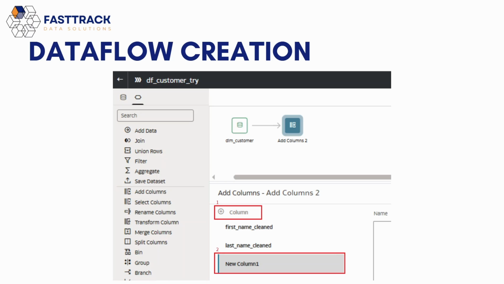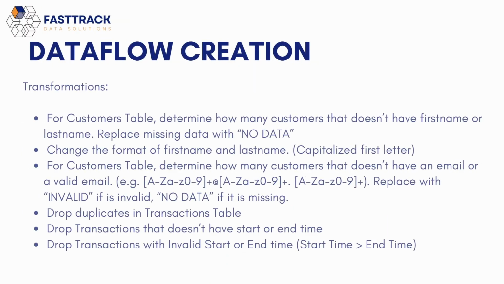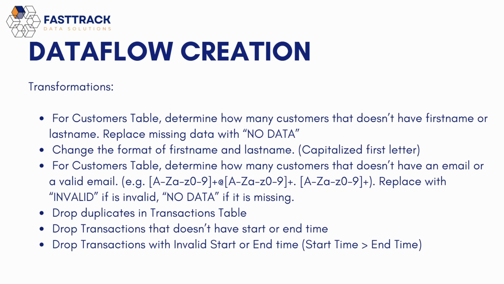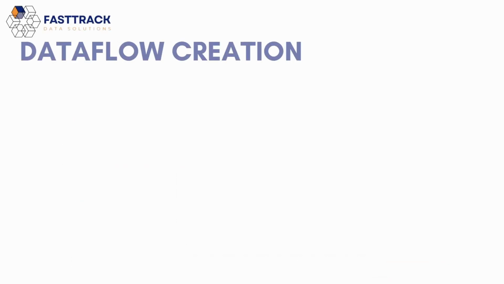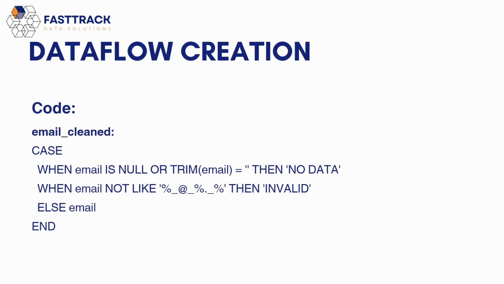In this step, add a new column again for data transformation. Follow the instructions listed for the transformation of the email addresses. In this step, add a new column by naming it, such as Email Cleaned, alongside the cleaned first and last name columns. This is the formula we use to transform the data. Feel free to copy it and apply it on your own flow.